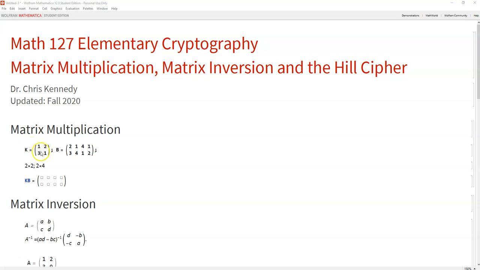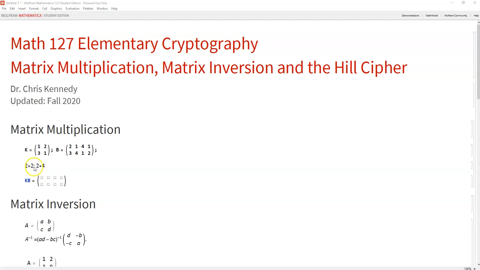Alright, so we want to multiply these two matrices called K and B. The reason it's called K is that this is going to be a key matrix later on in a Hill cipher example, so I thought I would start calling it K to begin with. In order to multiply them, the first thing I need to do is compare their sizes. I have a 2x2 for K and a 2x4 for B. I can multiply them because those two 2's are equal. In other words, the number of columns of K is equal to the number of rows of B.